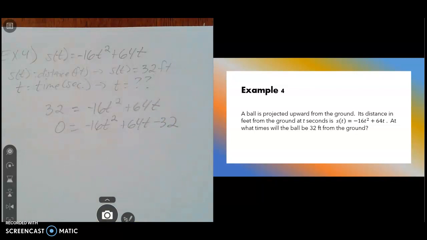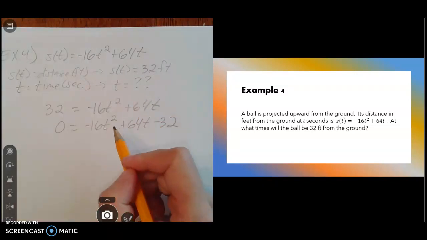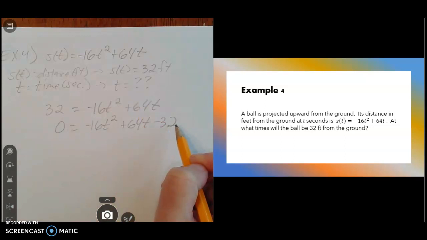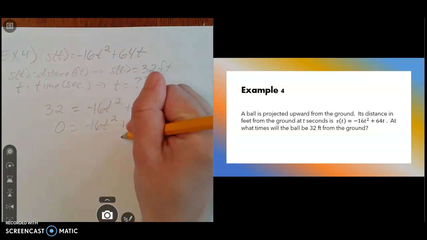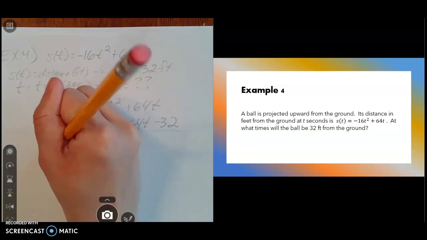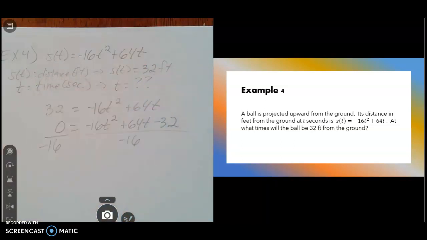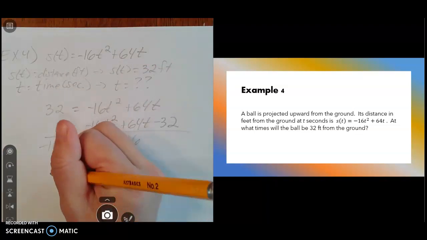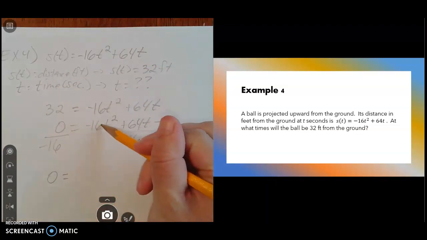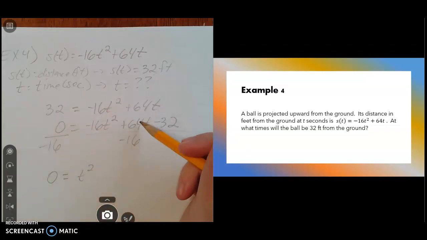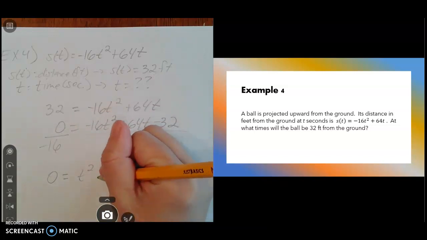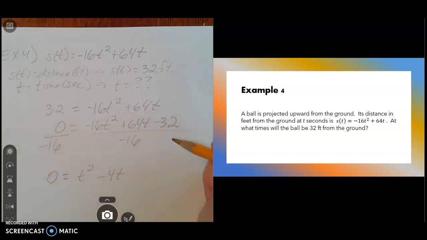If you'd like to make your life a little bit easier, a little bit simpler, all of these terms are divisible by 16, and you could even divide by negative 16 if you'd like. Of course, whatever you do to one side of the equation, you need to do to both sides so that it stays in balance, but 0 divided by negative 16 is just 0. Negative 16 divided by negative 16 is 1. We just have a t squared. 64 divided by negative 16 is negative 4, so we'll have a negative 4t. And negative 32 divided by negative 16 is a positive 2.